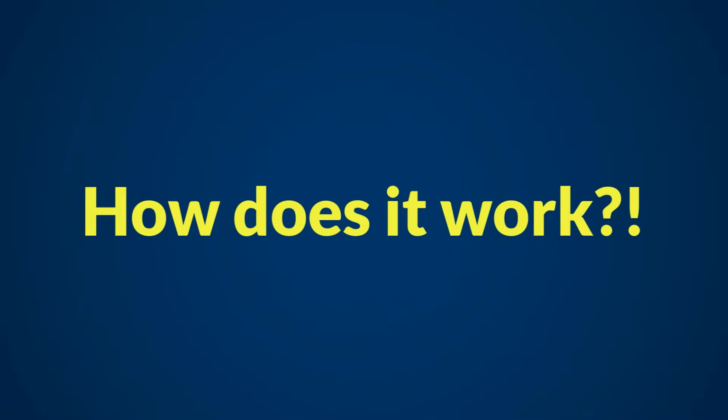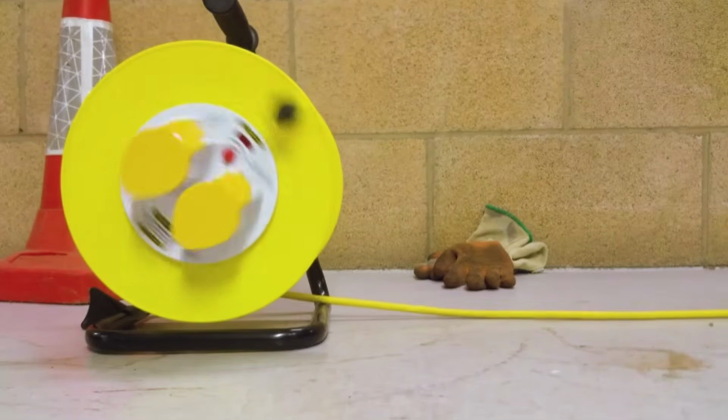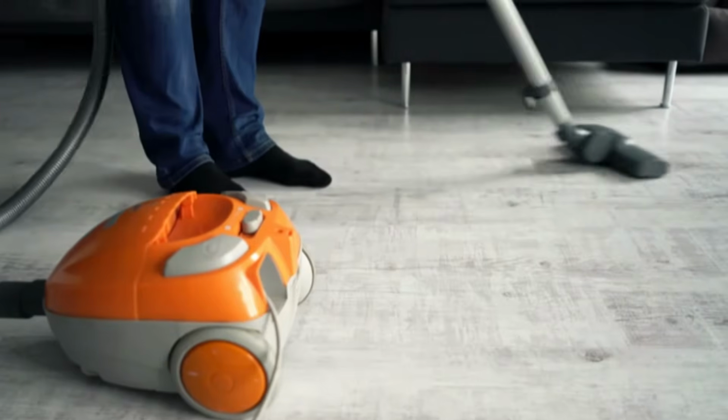So, first things first. Let's try to clarify how the hierarchy works. That's the first misconception. And then we'll look at how it applies to exams and projects. So eliminating hazards does not mean tidying things up. Let's be clear. Let's say you're in an office and there's a cable trailing. Let's say the cleaner is vacuuming the floor and there's a trailing cable. You picking up the cable does not eliminate the hazard. Because the hazard is still there.